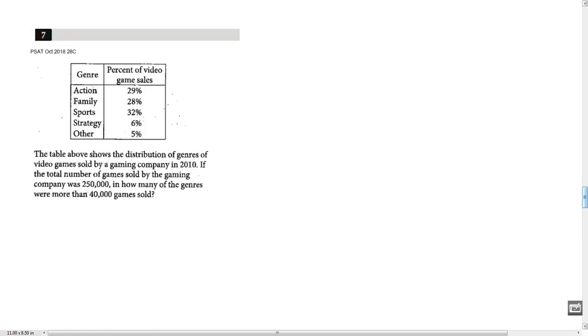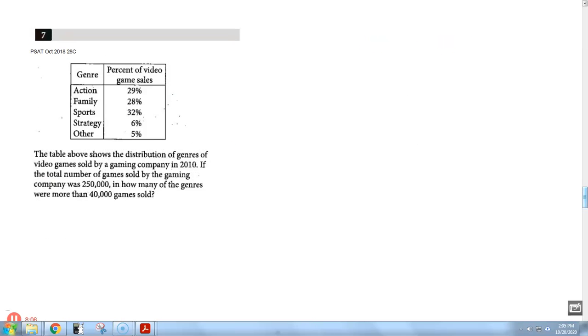Number 7. So this one says, the table above shows the distribution of genres of video games. Total number of games was 250,000. So we have 250,000 total games. How many of the genres were more than 40,000? Well, they're giving me this in percentages.